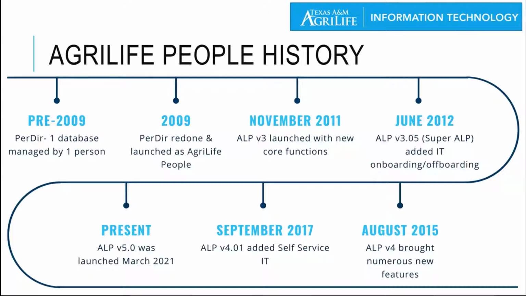2015 was a very, very big time for ALP. In August, we launched version 4, which had just a whole bunch of new cool stuff. The language the code was written in was switched. CAS authentication was added, so you could log in using your AgNet ID. ALP became mobile friendly in 2015. So before that, if you were trying to look at someone's contact information and you weren't sitting at your computer, it was a little bit rough.